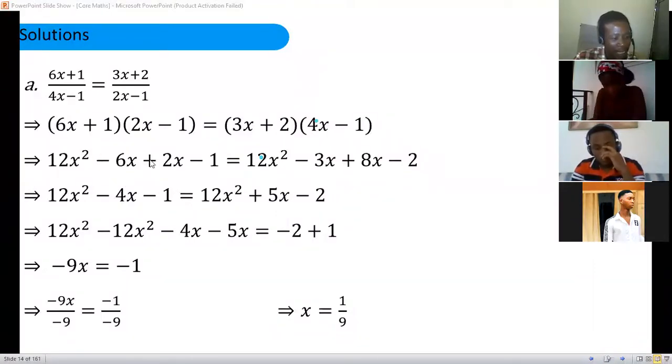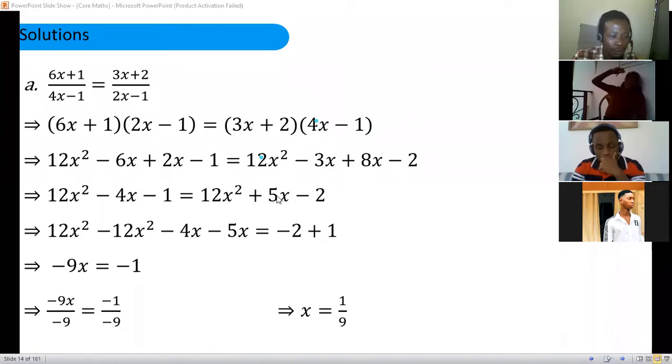Minus 6x and 2x are like terms. They have the same characters, x. So we need to simplify that. So minus 6x plus 2x will give us minus 4x. Then minus 1 is not having any like term at the left hand side here as well.